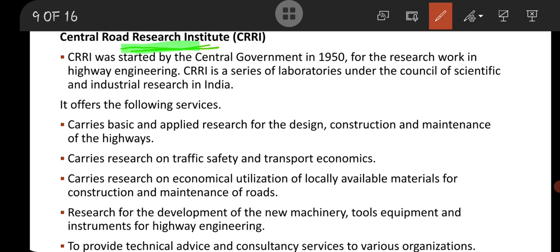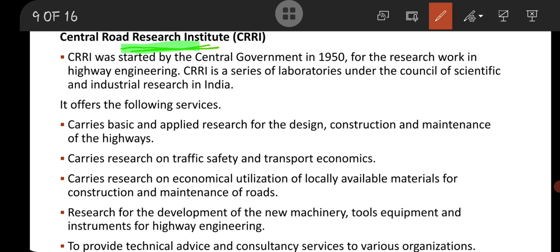Then what are the functions, and how will it vary from IRC? IRC provides design and specification about the road, but CRRI provides what are the different materials, how we can use locally available material like slag or anything new. What are the different locally available materials, means the stone dust, slag, or any other material like morum, and how the road can be cost effective, that will be researched by the CRRI, and IRC provides specification. These are the major differences between IRC and CRRI.